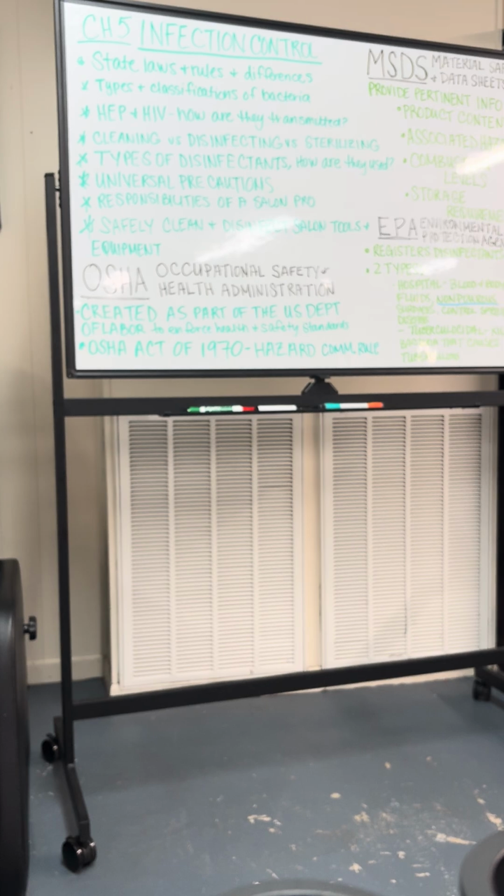So here is another abbreviated agency: EPA, or the Environmental Protection Agency. The EPA does a lot of different things, but how they apply to us, many different types of disinfectants are registered with the EPA. Two types of disinfectants that are used are hospital disinfectants and tuberculocidal disinfectants.